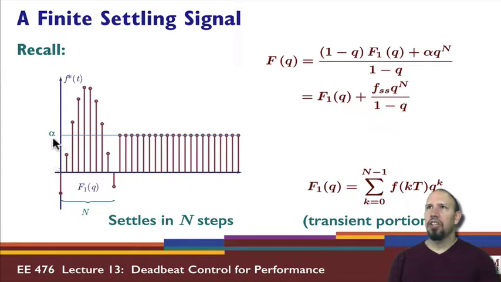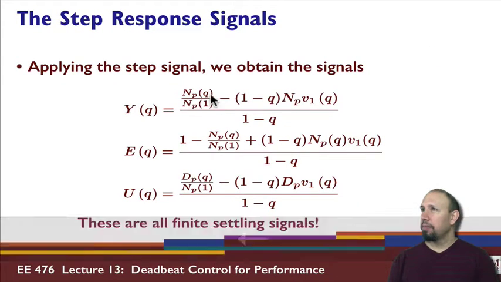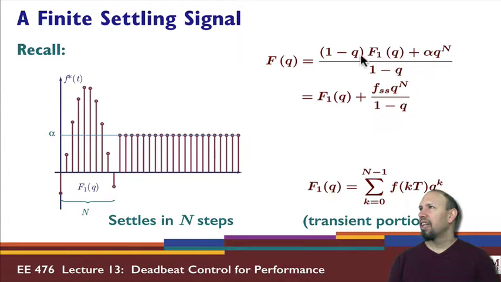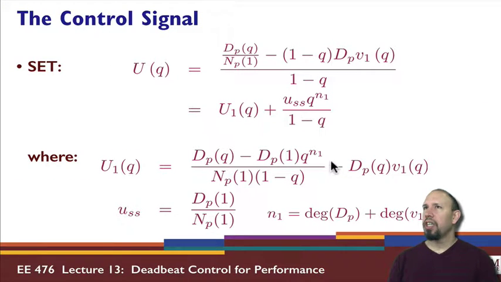And as a finite settling signal, if you recall from the properties of the Q transform, we have a transient portion and then we have a steady state portion where the system is settled at alpha, some value. And this is the form of the function when we take the transform of the entire signal. It comes out to be like this. And so you can see how this looks like that. Okay, and so we're going to use the property of finite settling signals here.